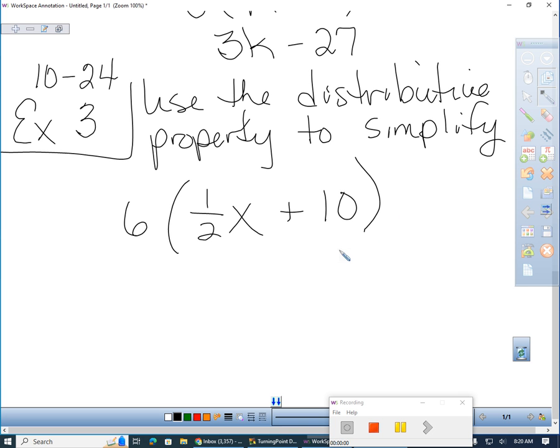So again, when you have that number right in front of the parenthesis, we get to multiply everything inside the parenthesis. So we're going to start by doing the 6 times 1/2 x. What is 1/2 of 6? 3. So this is 3x. Then we have 6 times 10. 60. Perfect.